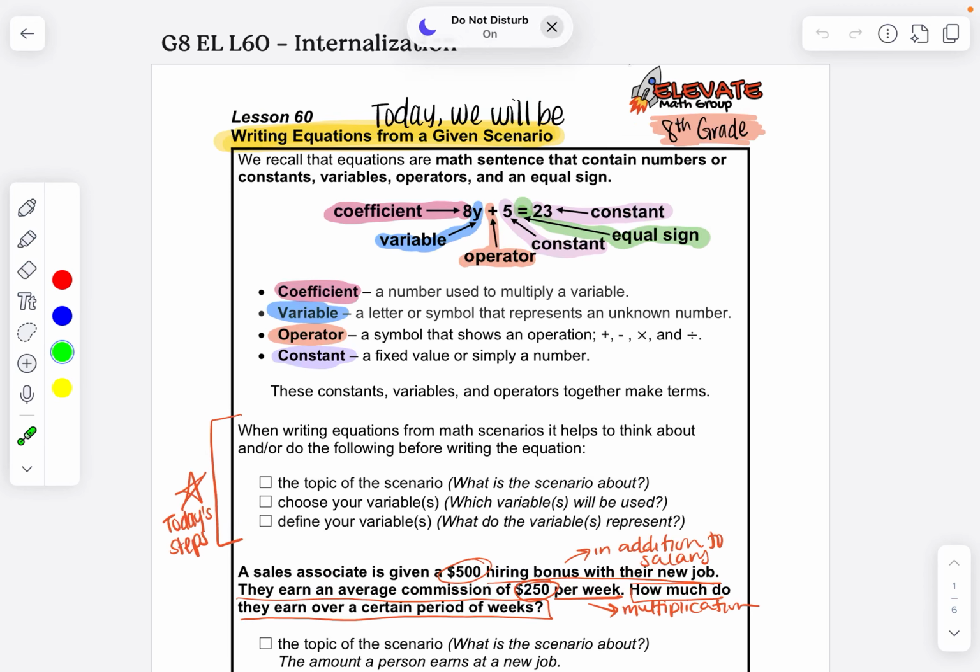Hi everyone, this is 8th grade Elevate Lesson 60 on writing equations from a given scenario. Today's learning is very similar to the learning that we've been doing over the past few days. What is different today is that we are now introduced to a new vocabulary word, which is coefficient, which is a number used to multiply a variable. In 8y, the coefficient is the 8. It is the number that is directly next to the variable.